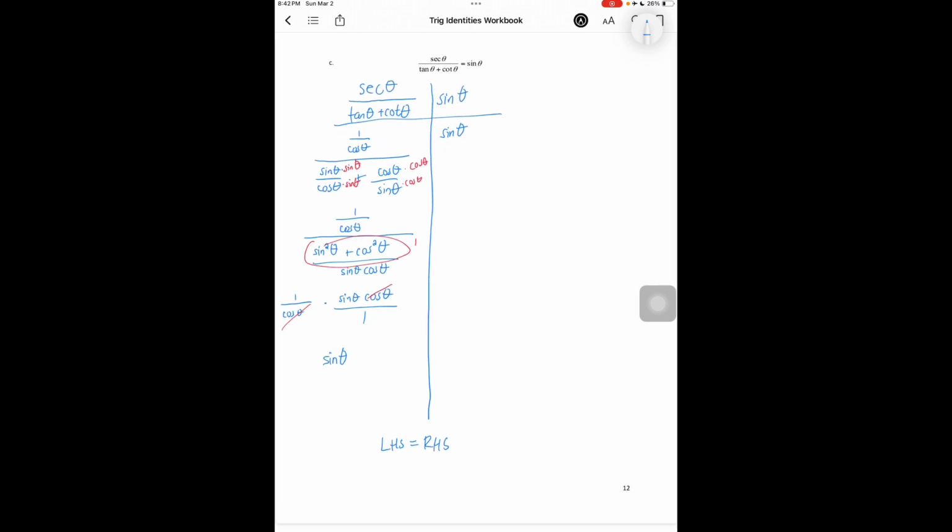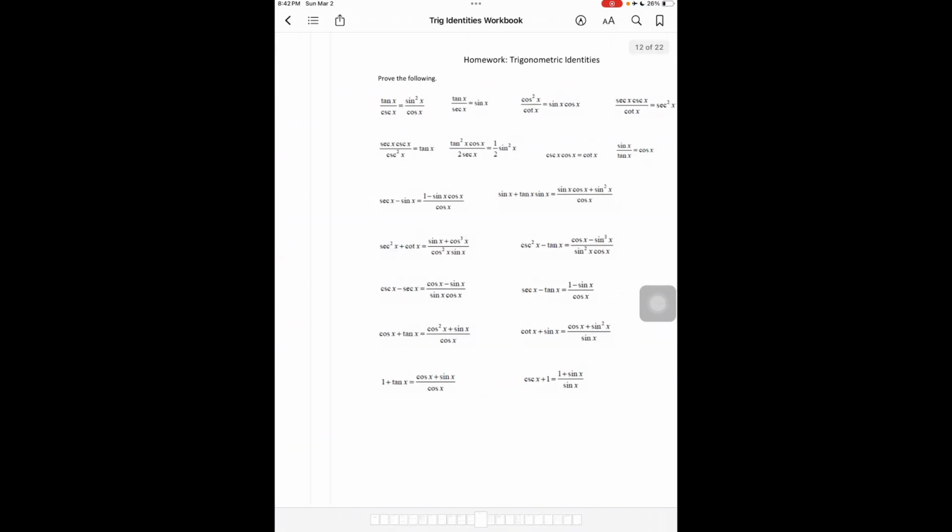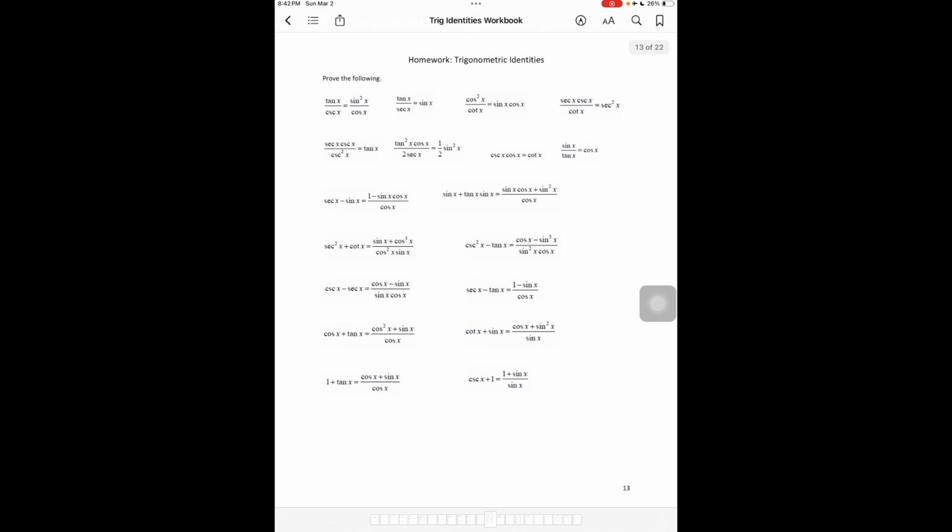So again, this part here is from this identity, the Pythagorean identity. And that's it for today's lesson. So your homework is going to be these trig identities, and it's up to you whichever side you want to change and alternate. Please do at least half of them. But that's it for today's lesson.